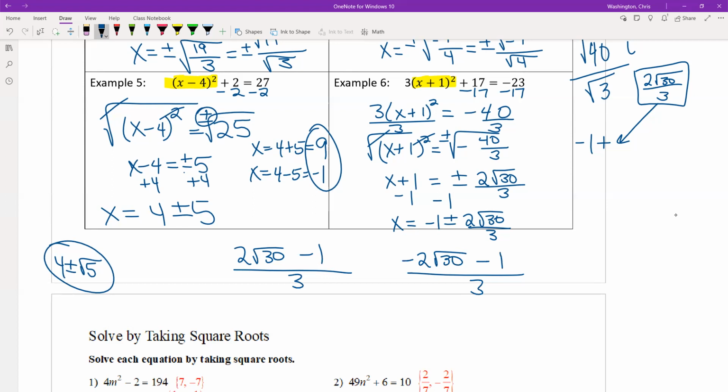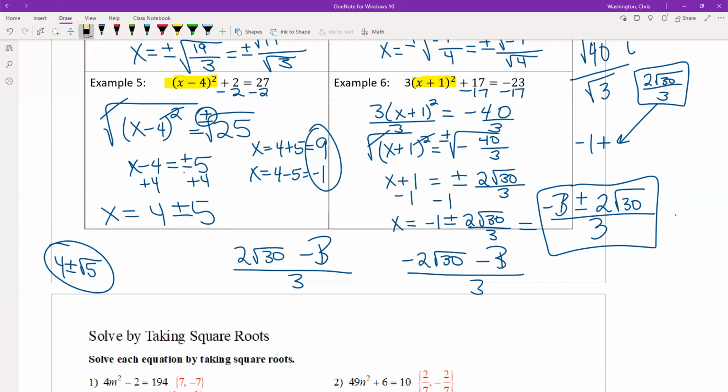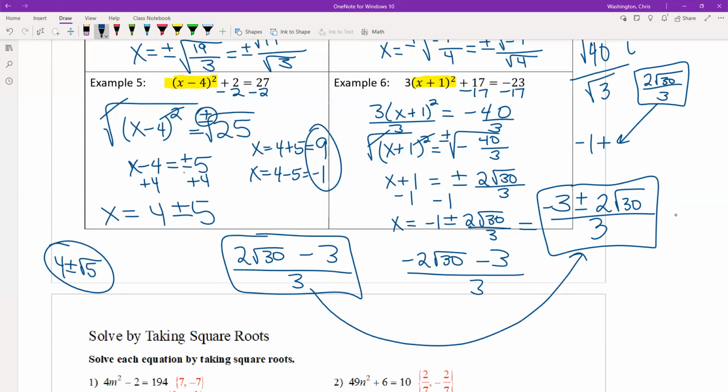So the final answer that you might see on a multiple choice test, the negative 1's going to go in the middle. Not negative 1, I'm sorry, this should be a 3. I lied to you guys. That should be a 3. So negative 3 plus or minus 2 square root of 30 all over 3. So that's the answer that we would want. I lied to you guys about the 1 earlier. It should have been a 3. So this is what your calculator is going to say, but you should be able to recognize that these are the same. Just put the negative 3 in the front.